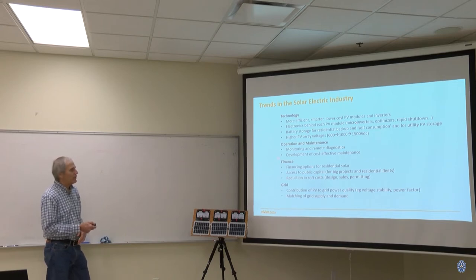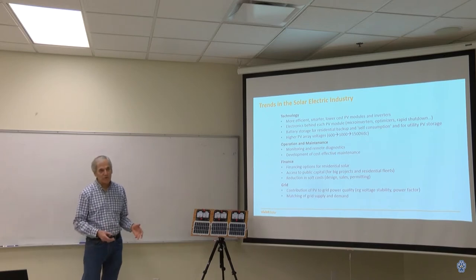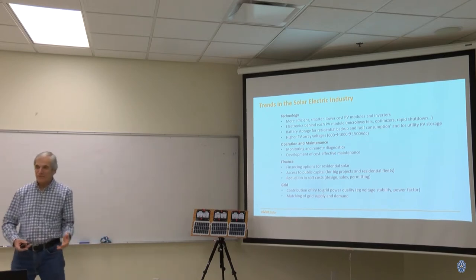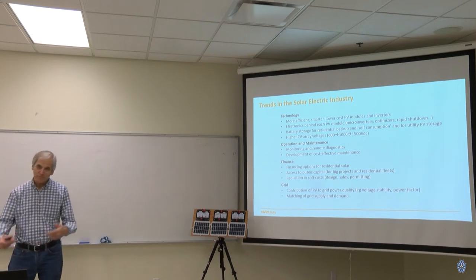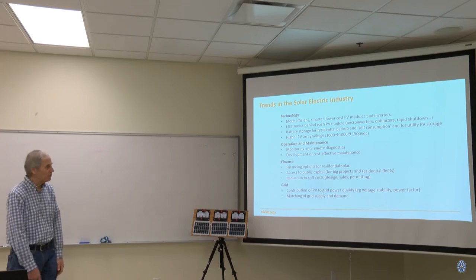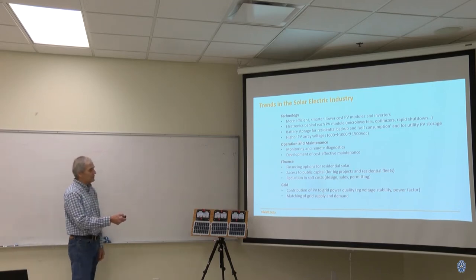The development of operation and maintenance as an industry. When solar was first introduced, there was no maintenance. Nobody gave it any thought. And then after a few years, systems started to, you know, sort of break down a little bit. A wire would break here, or a solar panel would quit. So now that's a pretty robust industry in itself and cooking right along.